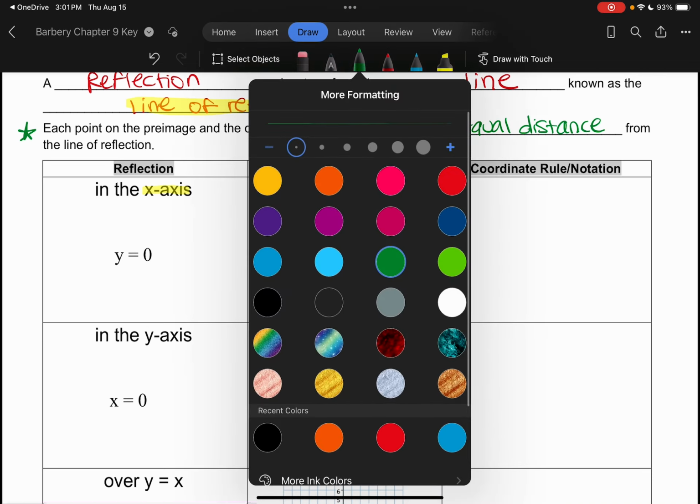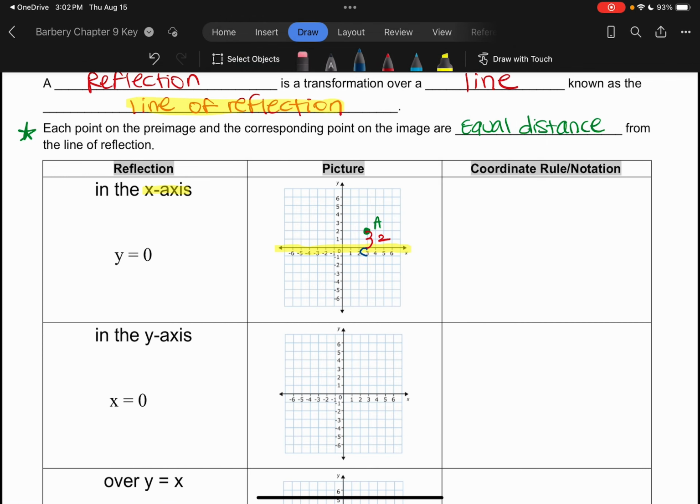So when I reflect it, it also has to be 1, 2. So there's going to be our new point, which we're going to call A prime. Okay, so this is what we're talking about here with the equal distance. When you're reflecting, it has to have equal distance. So from A in green, it is 2 units away from that x-axis, that line of reflection. So when I flip it, A prime, I'm just going to count 1, 2, because it has to be equal distance.